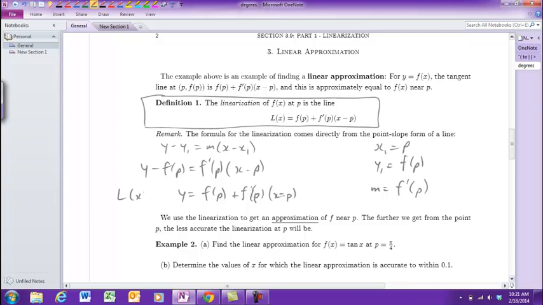The only difference is that this y they call L of x. They use the capital L to represent linearization. And if you want to forget this formula and just anytime I ask for linearization or linear approximation, you just do the tangent line at that point, that's perfectly fine. That's the exact same thing that we're doing here. It's just a different way of writing the same thing. And the idea is that we'll use this linearization to get an approximation of the function near the point p. The further we get from that point p, the less accurate the linearization will be, because it'll get further and further from the actual line.